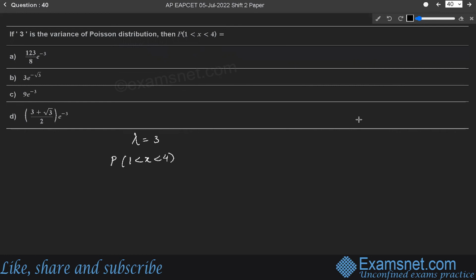So by using the formula, it will be equal to e power minus 3 into 3 square. Because if x lies between 1 and 4 and the variance is 3, then the value of x can also be 3. So it will be equal to e power minus 3 into 9, which can be written as 9 into e power minus 3. Therefore, option number C is the correct option for this question.